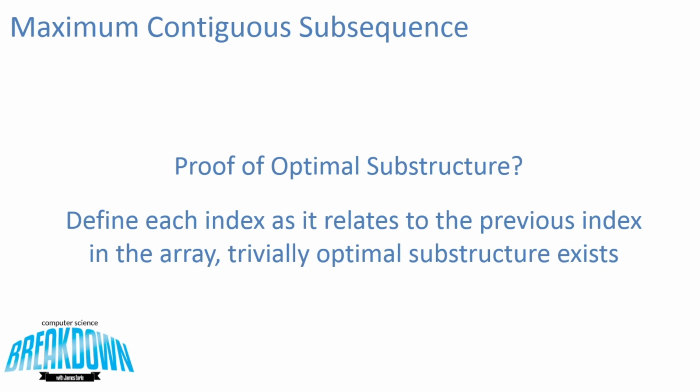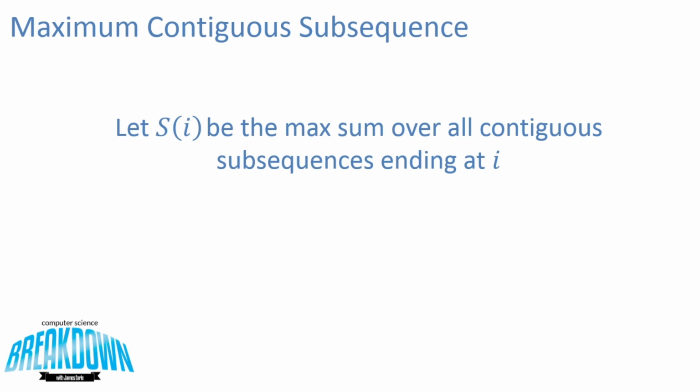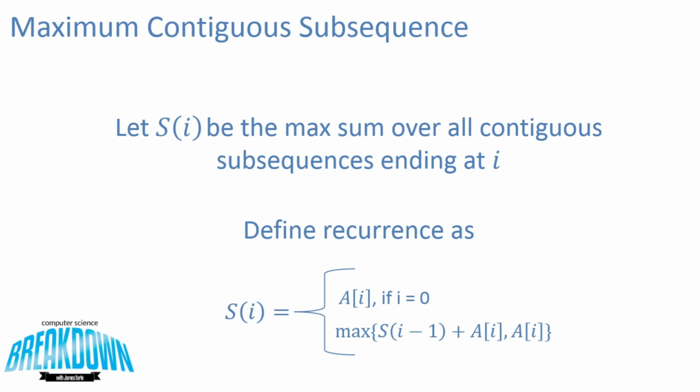Considering this relationship, we can define any subproblem in terms of its previous subproblems, given whichever yields a higher sum for that sequence, including the ith value or not including it. So we're going to define each index as it relates to the previous. Now let's say S at i is going to define the max sum over all contiguous subsequences ending at i. We're then going to be able to define our recurrence as follows.